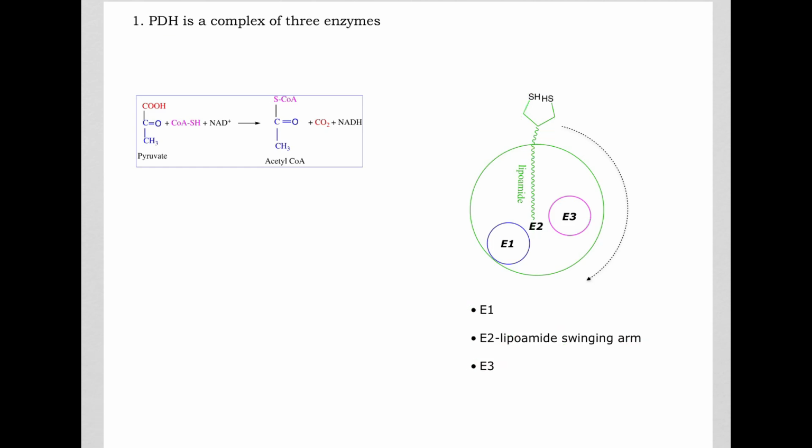So what is the reaction that the PDH complex catalyzes? Here is the reaction. The substrates are pyruvate, coenzyme A, and NAD, and the products are acetyl-CoA, carbon dioxide, and NADH.